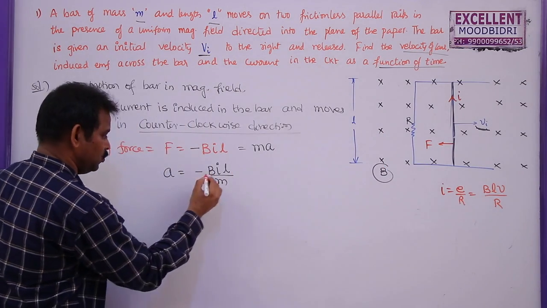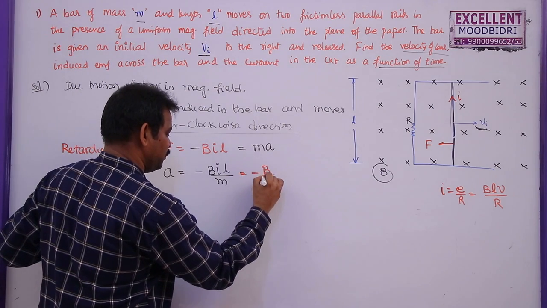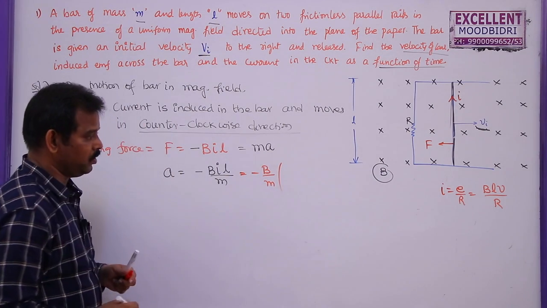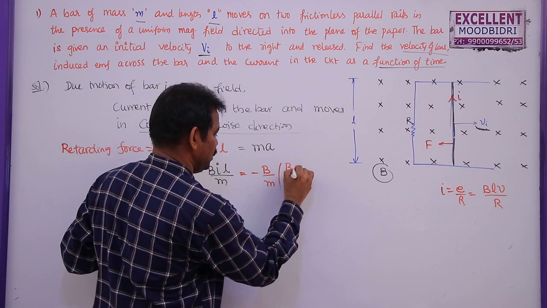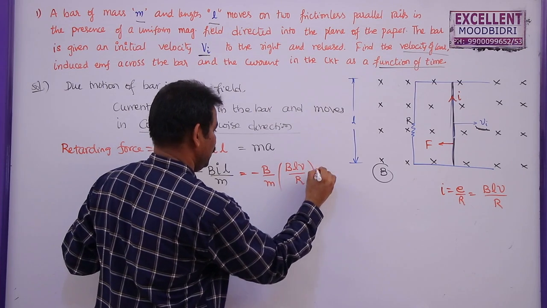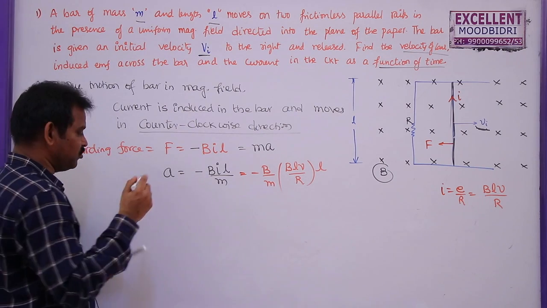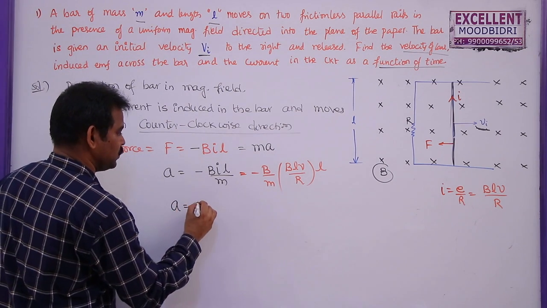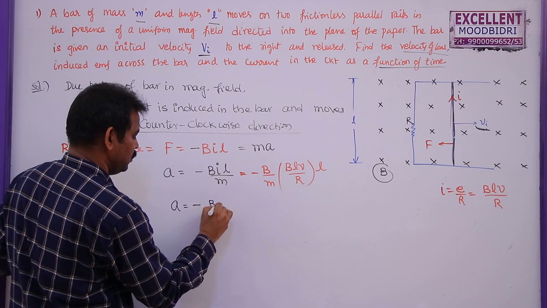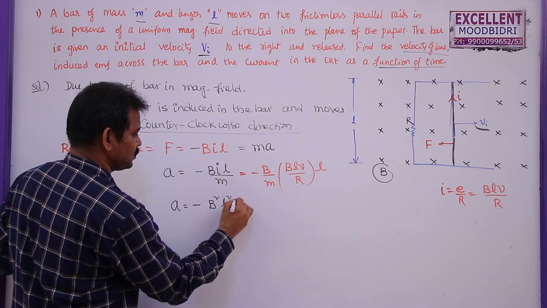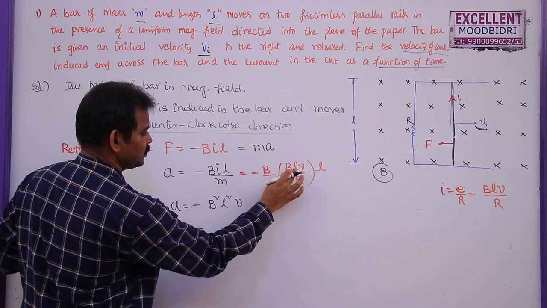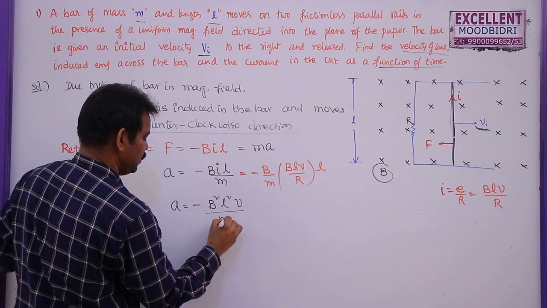So here I am going to replace this as B by M, and the current flowing through this conductor is BLV by R, into L. So this is the equation to find out the acceleration of this conductor. Acceleration is given by, minus is common, B square L square V by MR.